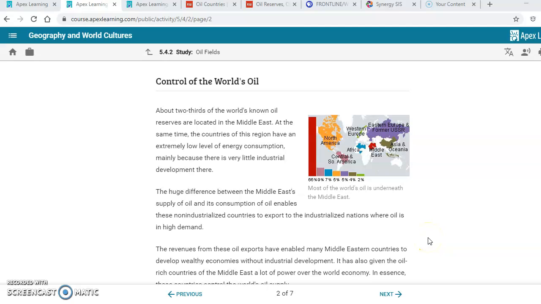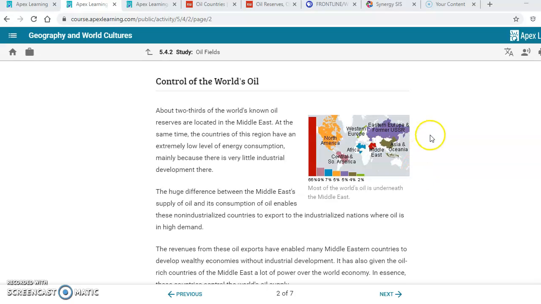Okay, page 2 and 5.4.2 introduces you to controlling the world's oil, and it introduces you to something very important called OPEC, which is the Organization of Petroleum Exporting Countries. All these countries are industrialized, meaning they have manufacturers and working economies that help us make the world go round, but they're reliant on one thing, and that is petroleum, which is also known as oil.